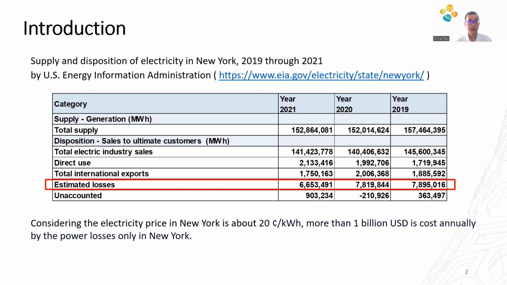As we can see, the total supply annually is around 150 million megawatt-hour, while the estimated losses reach around 7 million megawatt-hour. That means 5% of the total power supply is lost. And considering the electricity price in New York is about 20 cents per kilowatt-hour, more than $1 billion is lost annually by the power losses only in New York. So our question is, how could we reduce power losses and to further reduce the bill we need to pay?